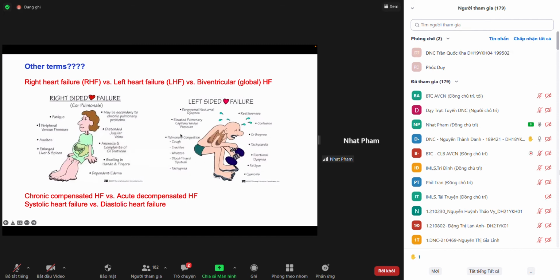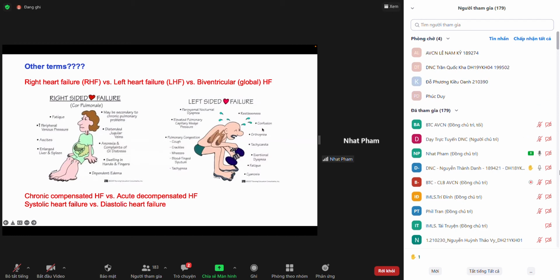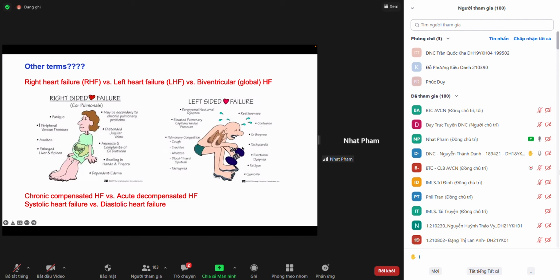For the forward failure, you're gonna have like, for example, when you had less blood go to the brain, you're gonna have like confusion. When you had less blood go to, for example, the heart, you're gonna have slight chest pain or tachycardia. When you had the less blood going to the kidney, you're gonna have renal failure or something like that. So in that case, you're gonna have left side heart failure. Okay.